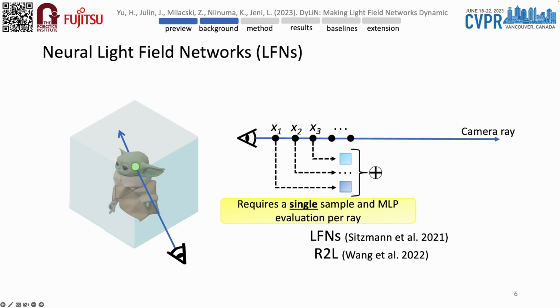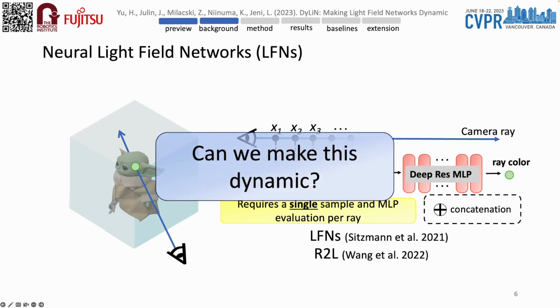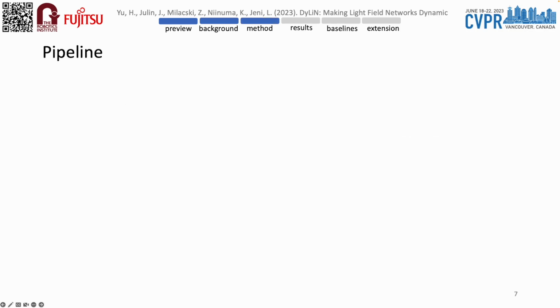Given a camera array, points are sampled and concatenated, and then passed through a deep residual MLP to directly predict the ray color. With the data-hungry nature of deep networks, they also rely on generating pseudodata from a pre-trained teacher NeRF to train the student on. While this method increased the efficiency of standard NeRFs, they have not yet been extended to the dynamic scenario. So, we thought, can we make this dynamic?